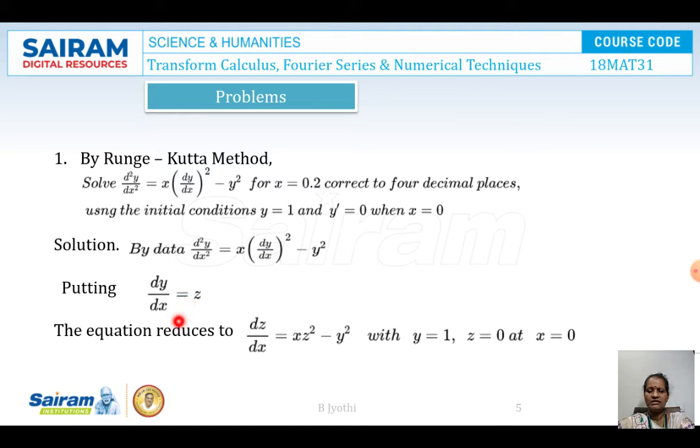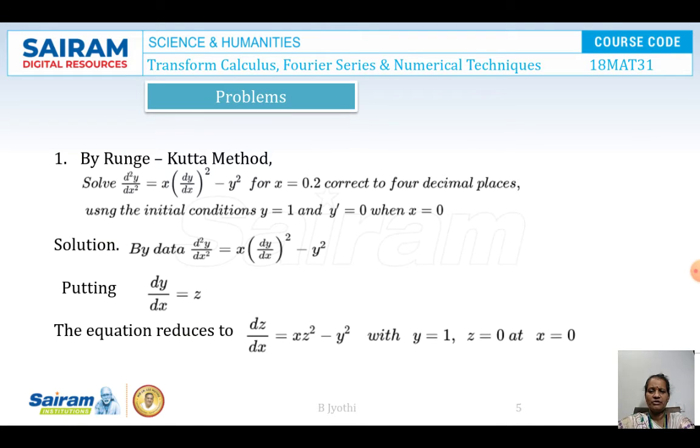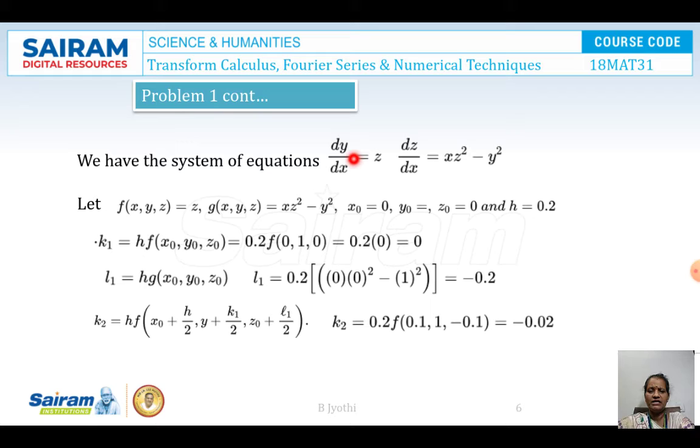Let us put dy by dx is equal to z. The equation reduces to dz by dx is equal to x z square minus y square, because dy by dx is z. So when we replace it with z, we get the equation as x z square minus y square, with the condition y equals 1 and z is 0 at x equal to 0. Now we have the system of equations, that is dy by dx is z and dz by dx is x z square minus y square. So let us consider f of x, y, z is equal to z and g of x, y, z is equal to x z square minus y square.